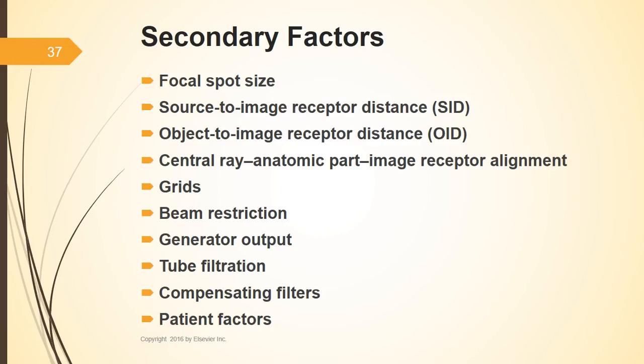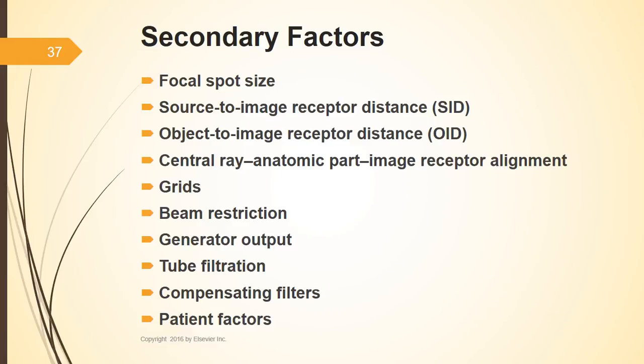When we talk about secondary factors, there are many of them that affect radiation and how much of that radiation reaches the image receptor, and image quality. It's important for the radiographer to understand their effects individually and in combination. In this section, I'm going to cover focal spot size, source to image receptor distance, or SID, and object to image receptor distance, or OID, central ray, the grid, beam restriction, generator output, tube filtration, compensating filters, and patient factors.